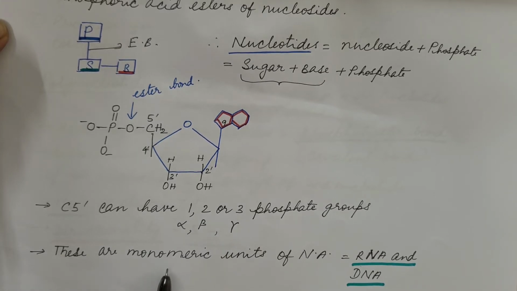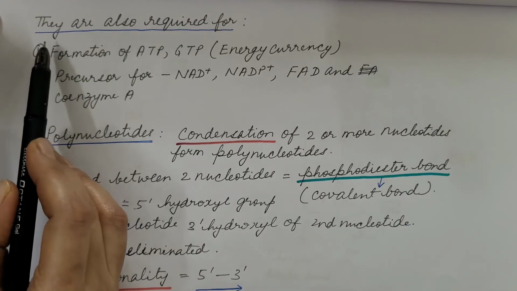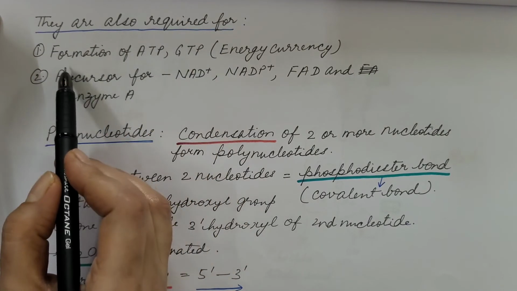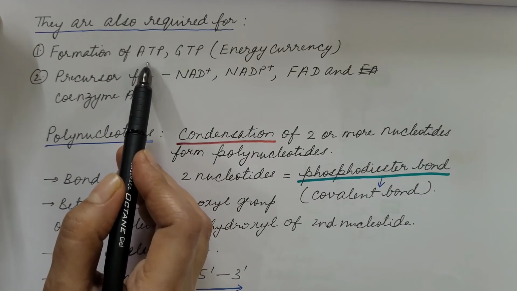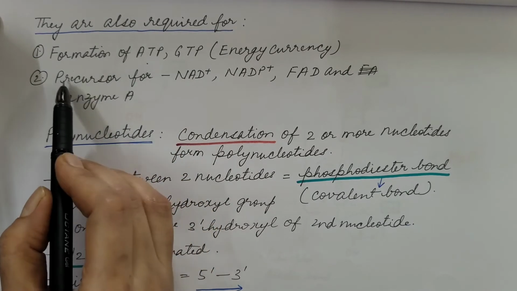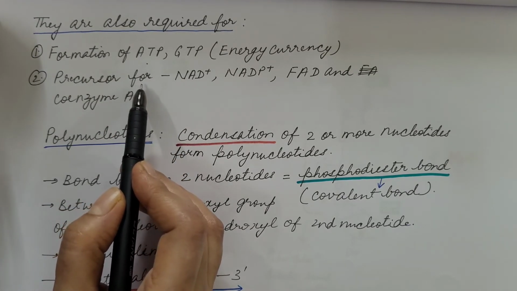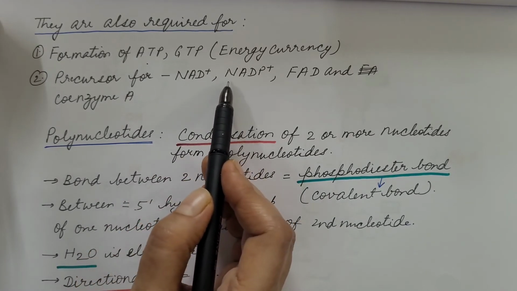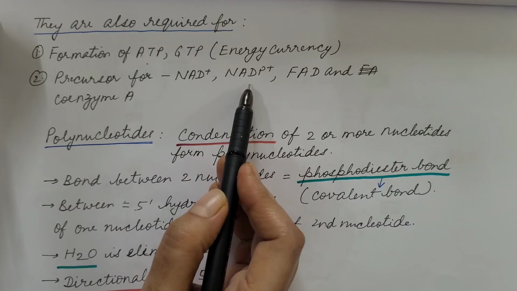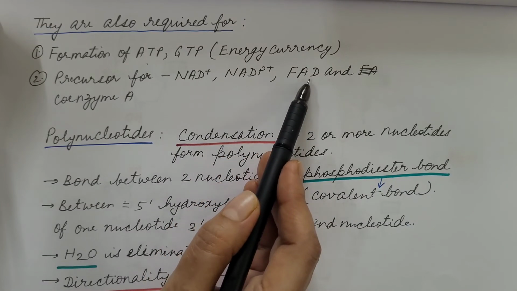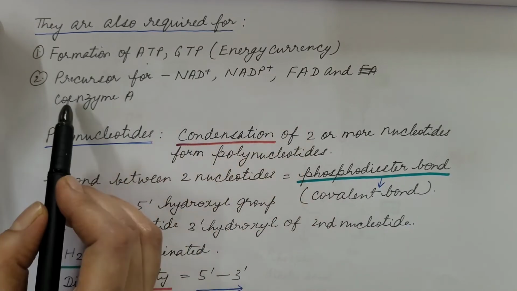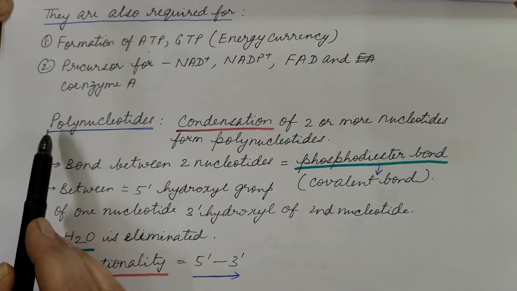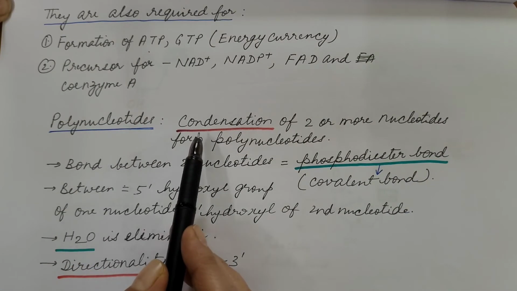These are monomeric units of nucleic acids like RNA and DNA. But they are also required for formation of energy currency like ATP and GTP. These are also precursors of coenzymes like NAD+, nicotinamide adenine dinucleotide, NADP+, nicotinamide adenine dinucleotide phosphate, FAD, flavin adenine dinucleotide, and coenzyme A.